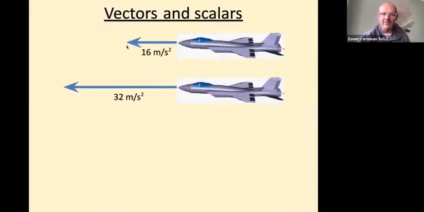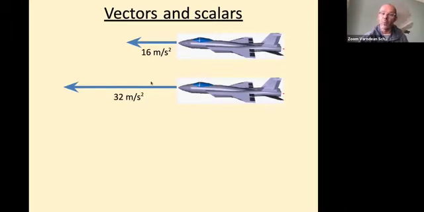If we draw an arrow that is exactly twice the length of the other one, that means it's double the acceleration. So here in your exam, if they gave you this plane and said it's accelerating at 16 meters per second, but they hadn't given you an arrow on the bottom one, and they said it's accelerating at 32, draw an arrow to represent that. What you would need to do is measure the top arrow and draw the bottom one at exactly twice the length, because 16 is half of 32.